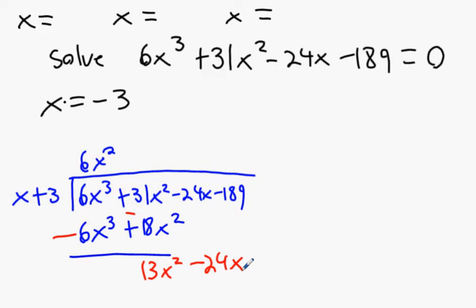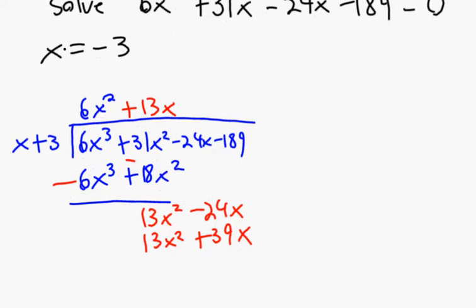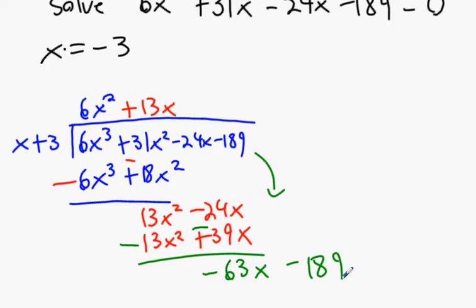What's here? 13x, because x into 13x squared is 13x. Multiply it out: 13x squared plus 39x. Okay, and then after that, take it away. What do you get? Minus 63x, is it? Bring it down to minus 189. 189 is how many times bigger than 63? 3. And 3 is 3 times bigger than 1.